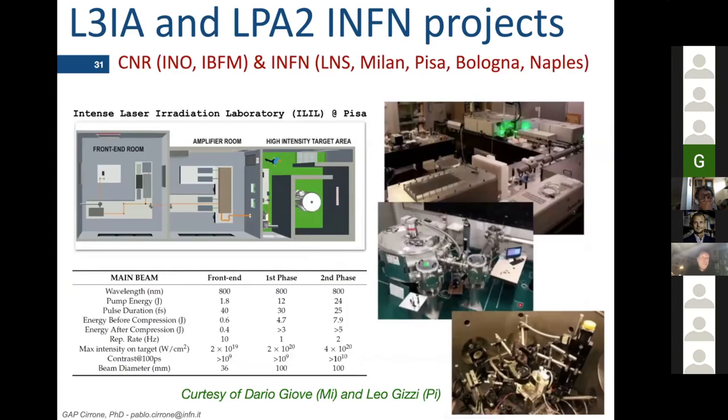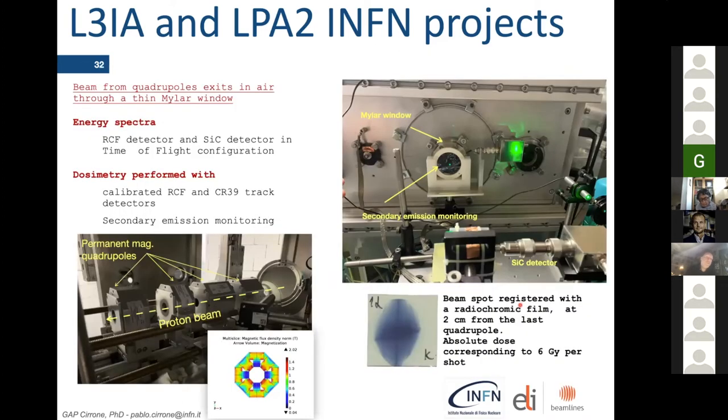This is what we did in the last 2 years in the framework of the L3IA and LPA2 experiments funded by the INFN. In Pisa, there is a facility with a laser system that is able to reach power around 200, 300 terawatt. And with this system, we are able to accelerate particles, and we are starting to perform radiobiology and radiation experiments. I can show you some recent results on this.